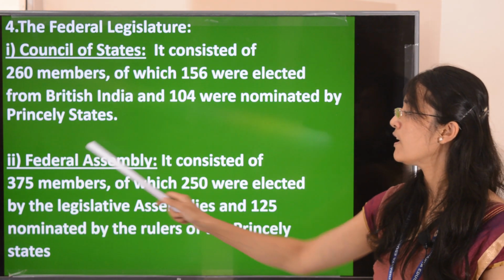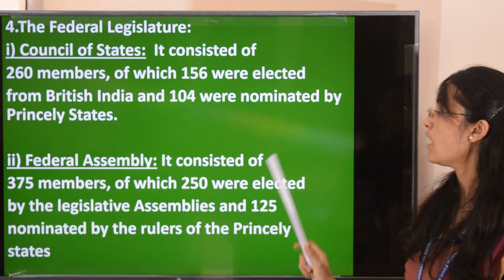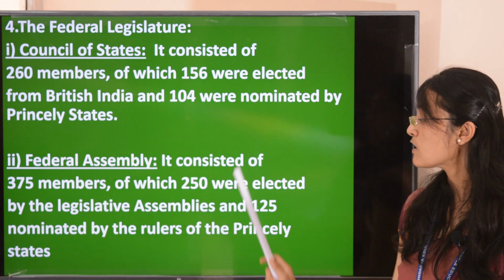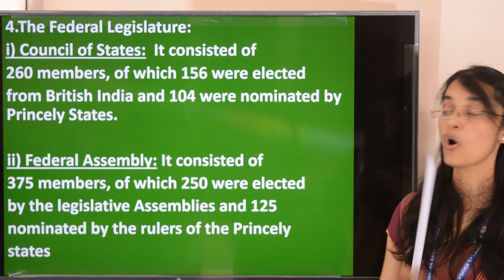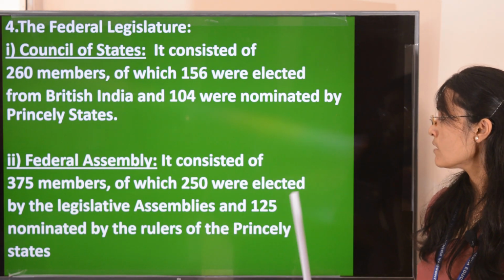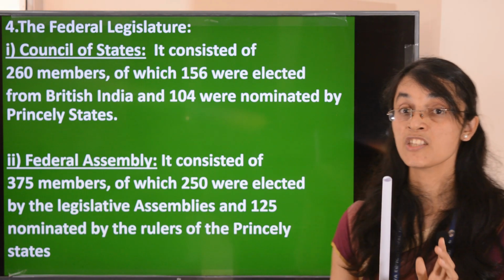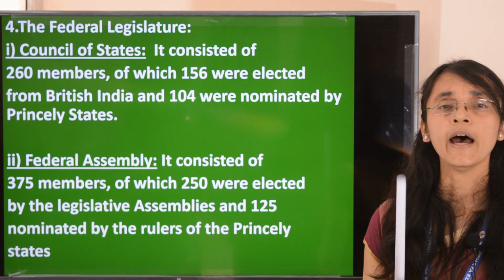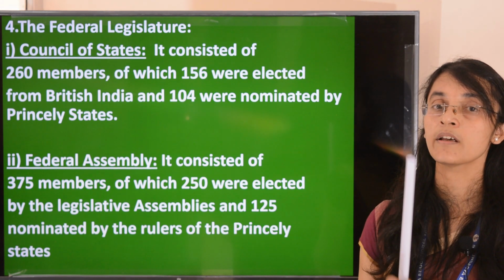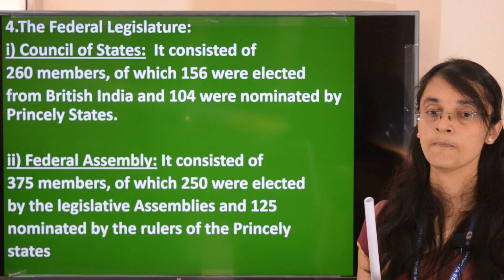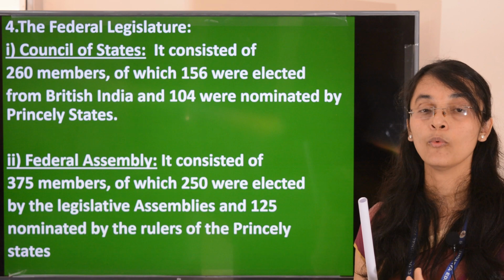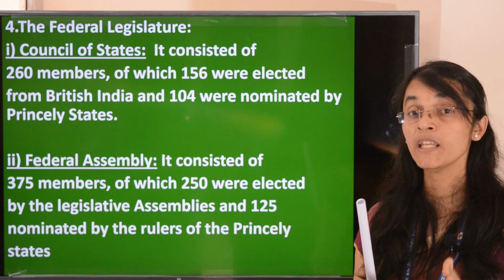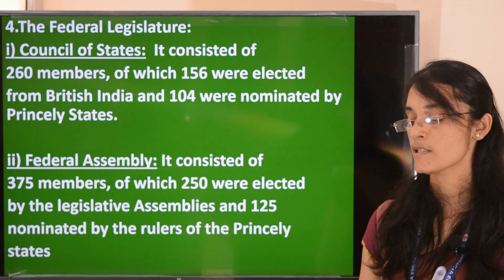The next one is the Federal Assembly. The Federal Assembly consisted of 375 members, of which 250 were elected by the legislative assemblies and 125 nominated by the rulers of the princely states. See students, here the Council of States was a permanent house and one-third of its members retired after 3 years. There was bicameralism only in Bihar, Bengal, Bombay and Madras. The remaining provinces adopted unicameralism.